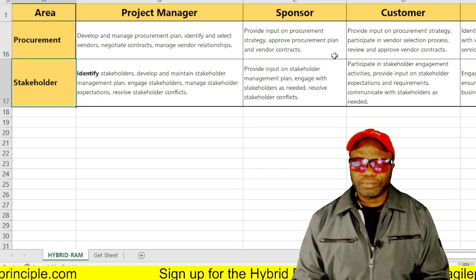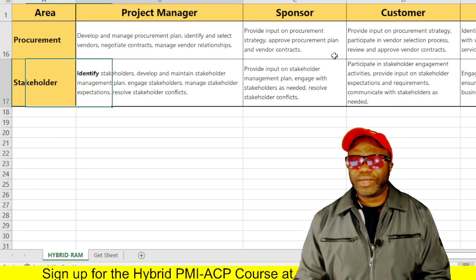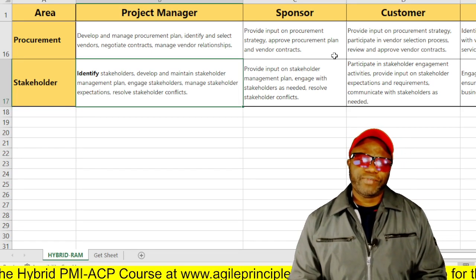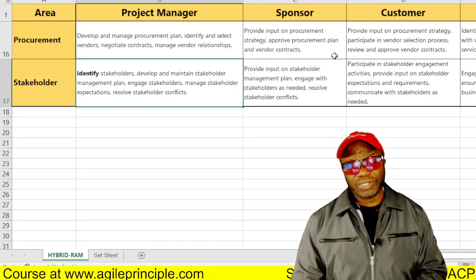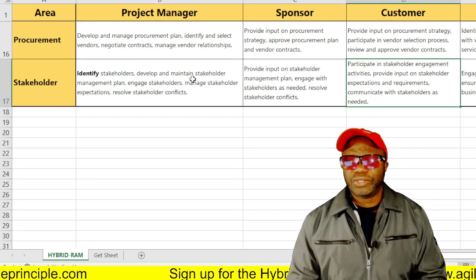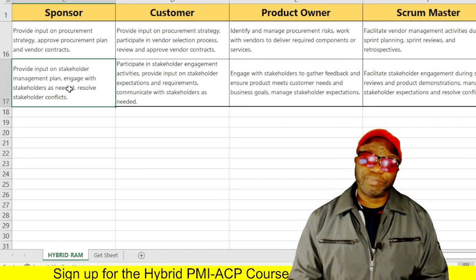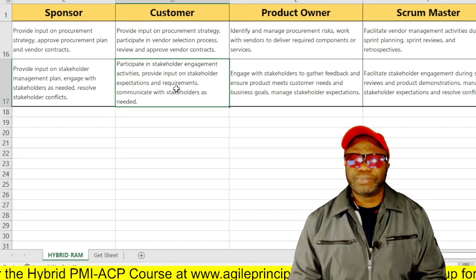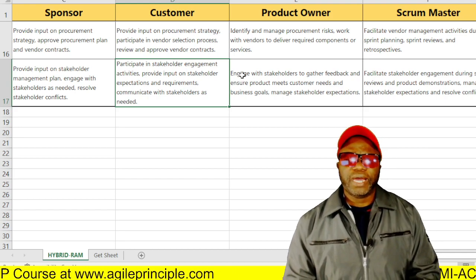And then finally, we have the stakeholder. Stakeholder area is very important in the world of traditional because we have these four processes of identify, plan the engagement, then manage the engagement and monitor the engagement. And the project manager is front and center of all of that. The sponsor could provide input on stakeholder management, stakeholder engagement planning should be the right word, engaging with stakeholders as needed. The customer participates in stakeholder engagement activities and provides input on expectations and requirements.